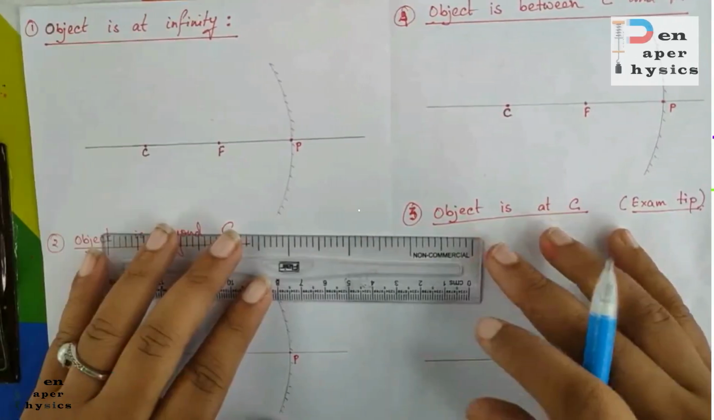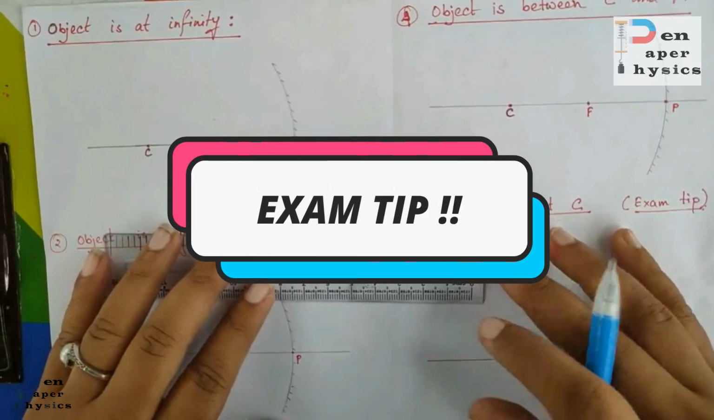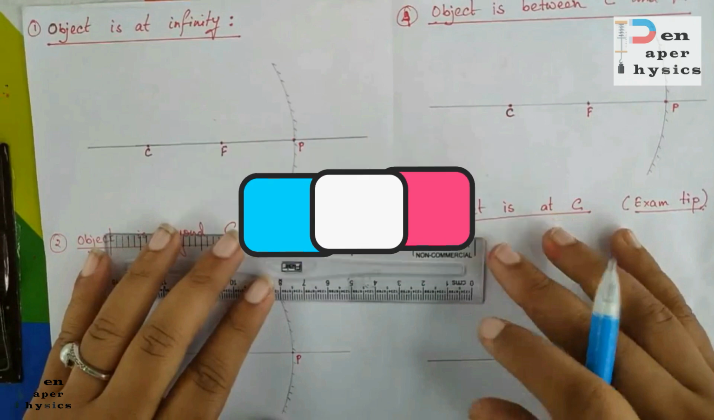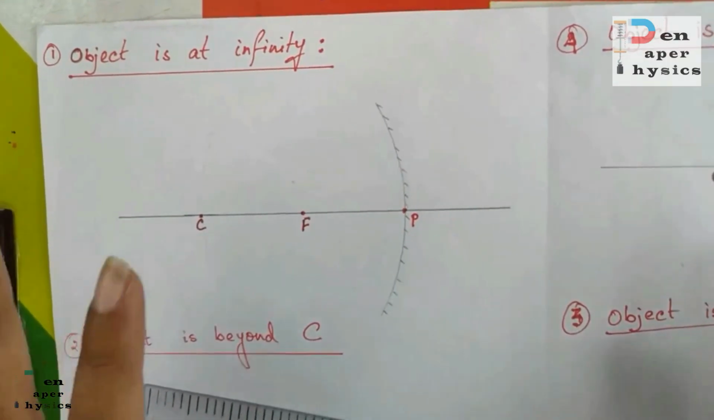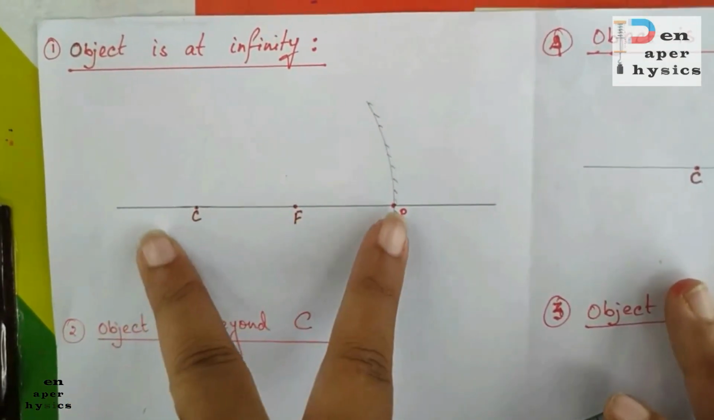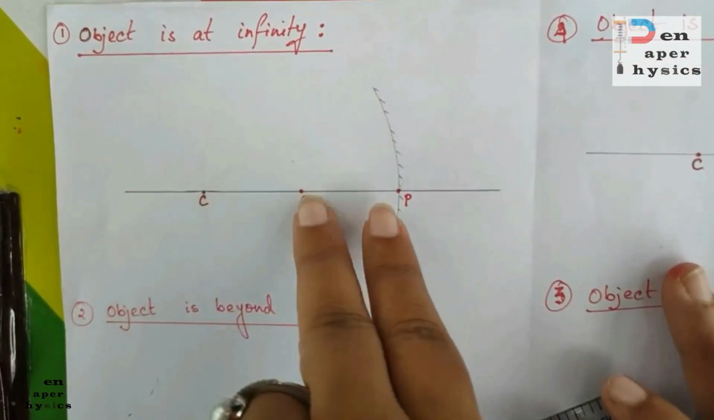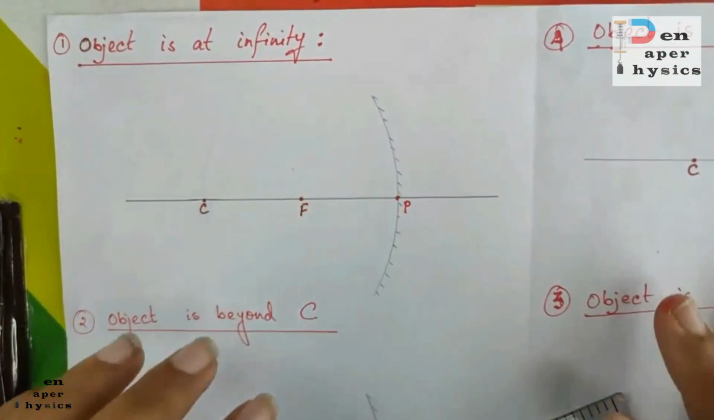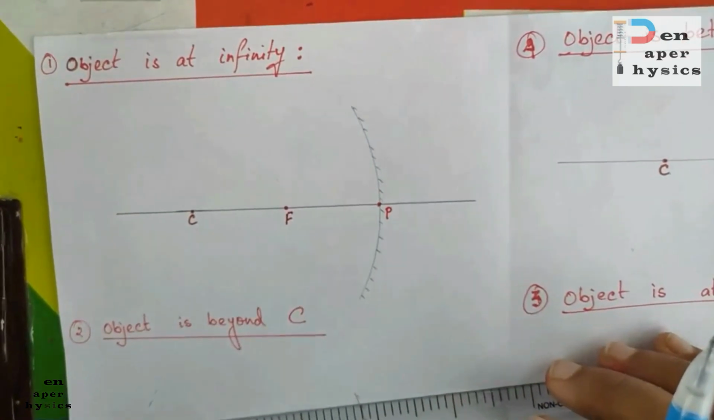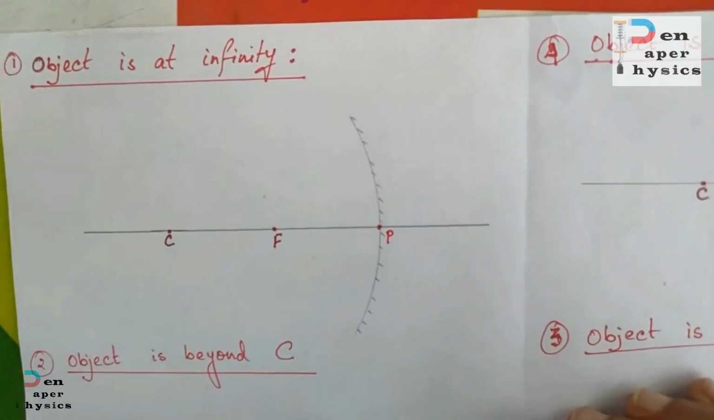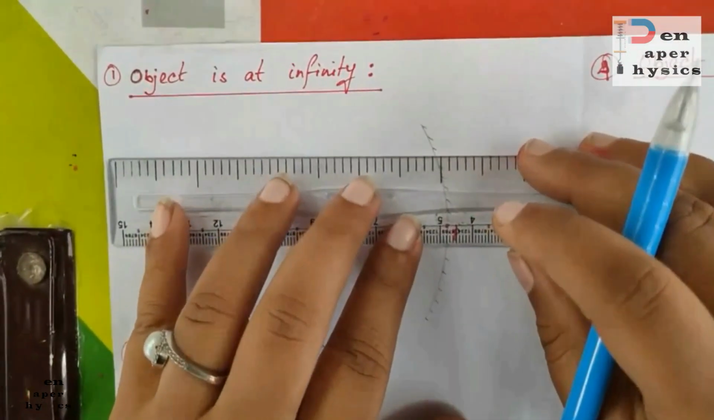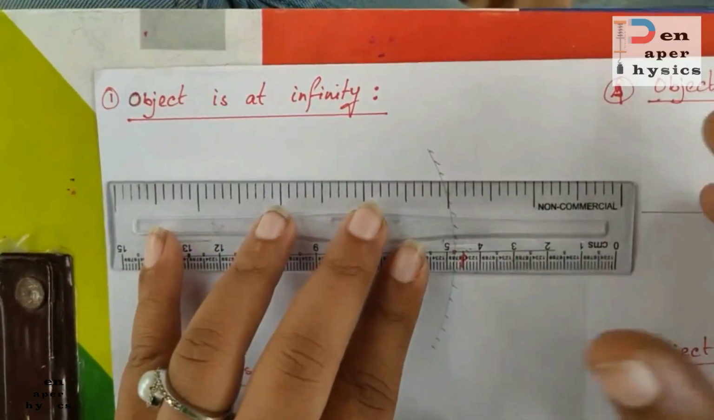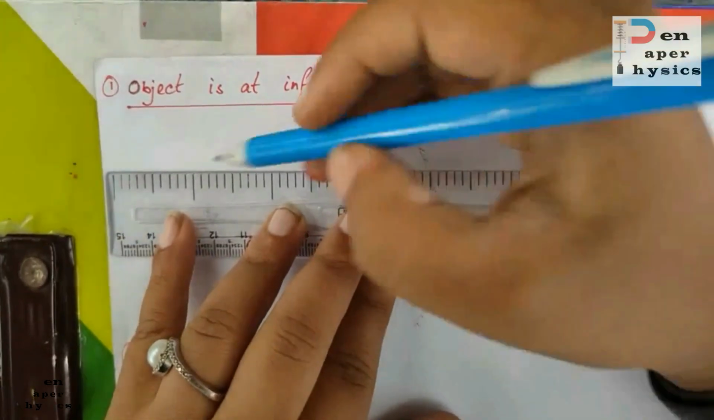So here is your exam tip. That means how you will draw it in the exam. Before you start with the diagram, make sure that you have taken the proper measurement of P, F and C. Now I will draw two parallel rays. Parallel to what? Parallel to the principal axis. As shown over here.